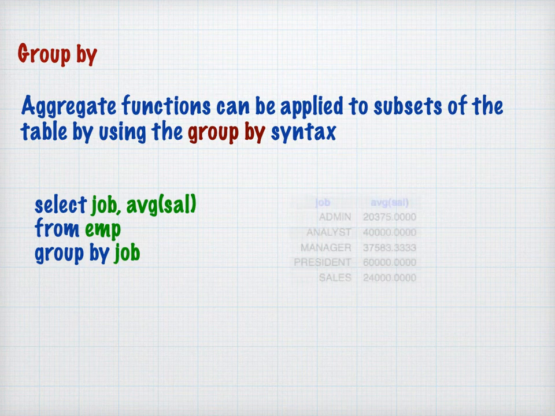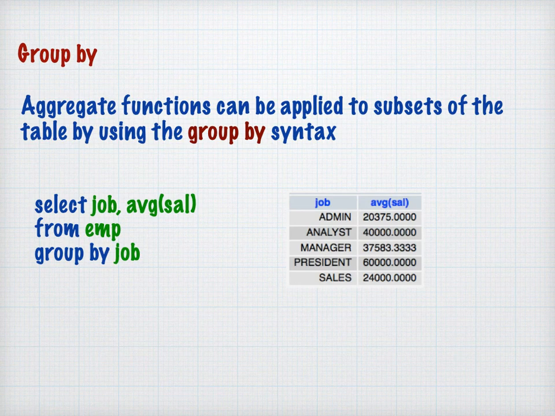So if we run that, this is what we'd actually get. So let's just go through that again. You can see what's actually happening here is it's clumping, grouping all the things with the same category together. So it's put all the admin people together, all the analysts together, all the managers together, the president and the sales together. And then it's calculating the average salary over those groupings. So that very neatly and elegantly gives us those 5 results. What are the average salaries for those different categories of jobs?